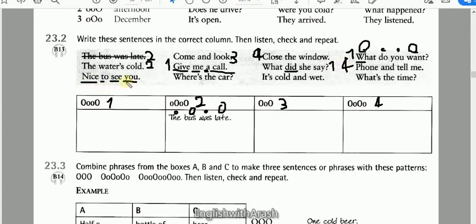What do you think? Nice to see you. Layla says 1. Layla, if you say 1, you know what it sounds like: nice to see you, this becomes 1.